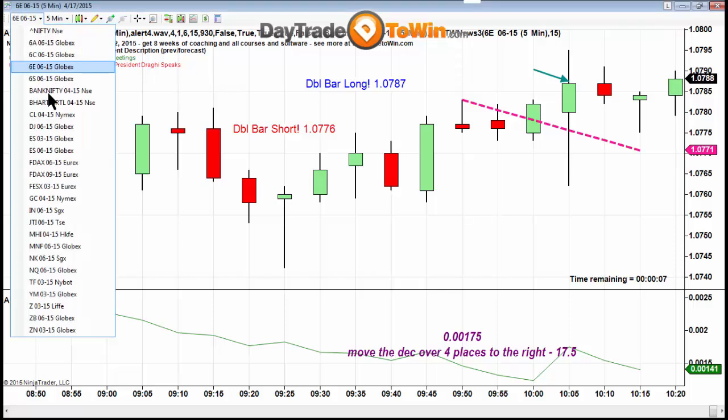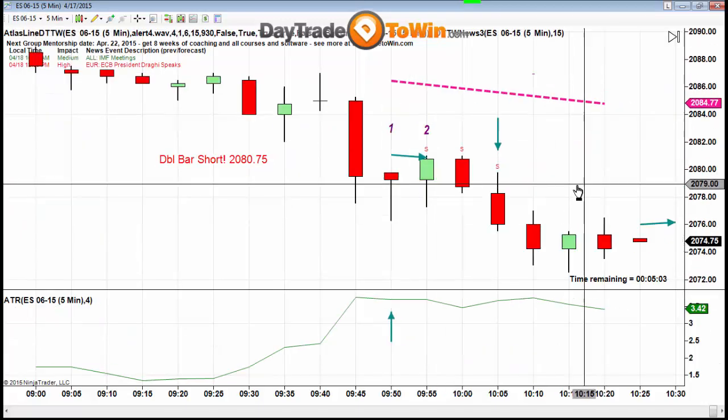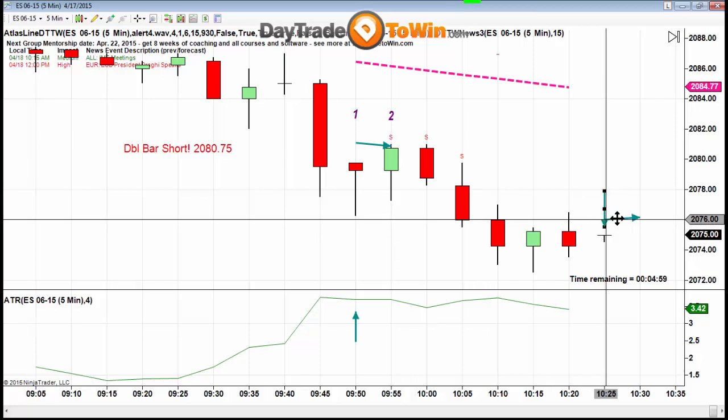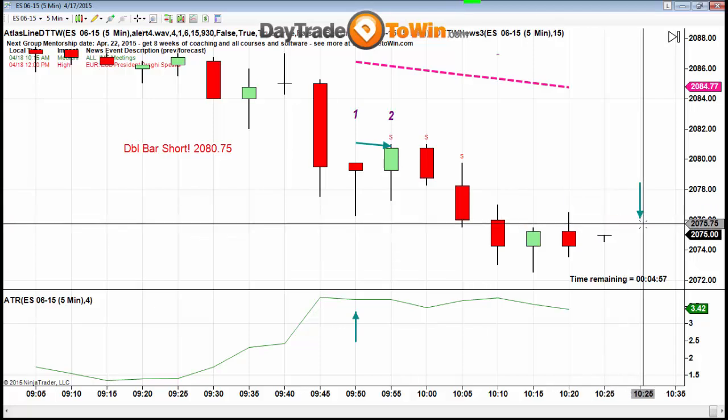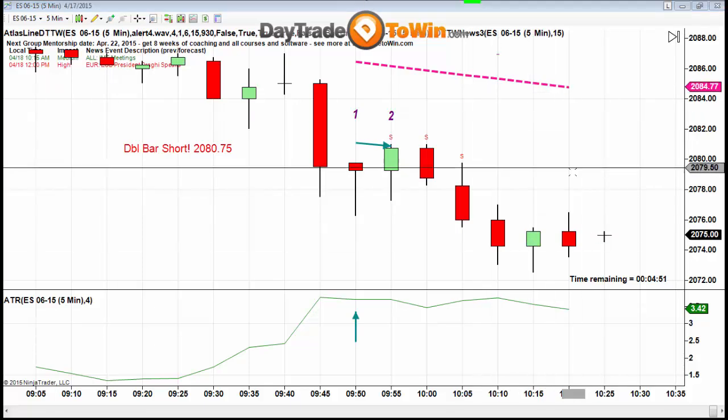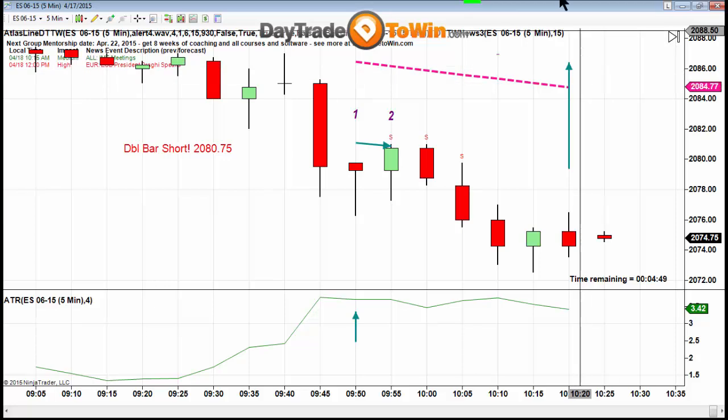Let's take a look here at the E-mini. So strength trade to go short, maybe a pullback or a strength trade here in the future. All trades based on the Atlas line are looking to go short. And if it happens to start to rally back up, you're going to get a long.